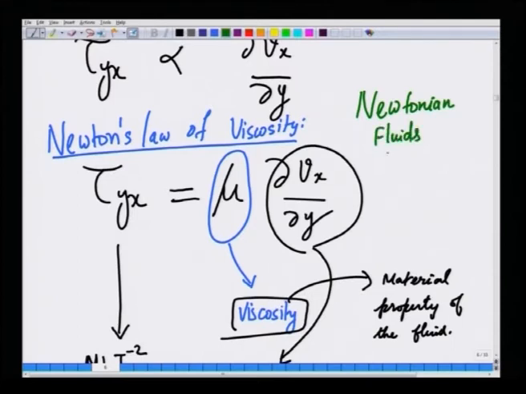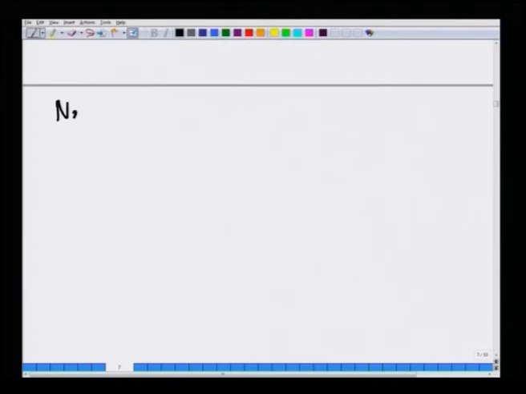The fluids which obey Newton's law of viscosity, which says that the shear stress is directly proportional to the velocity gradient, and the constant of proportionality, which is a true constant, independent of flow parameters like velocity or velocity gradient, is called the viscosity of the fluid. Now, this is for the simplest case, but Newton's law must also be written for the most general case, where the flow can be in all three directions.